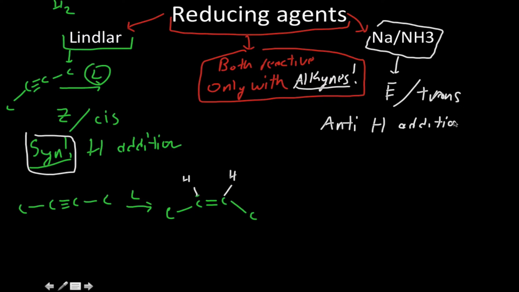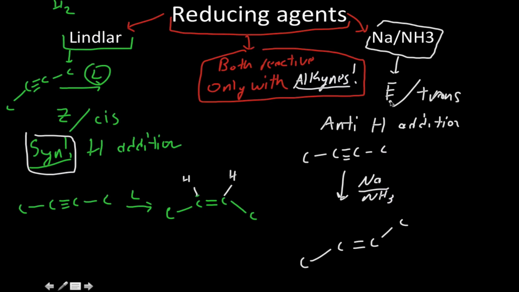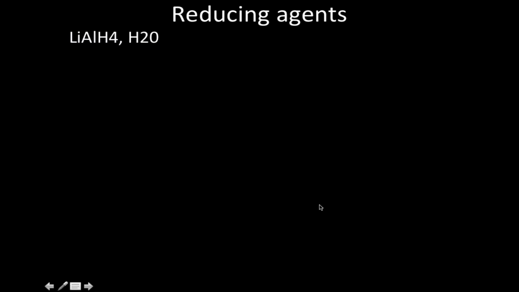So what is our product going to be? We have ourselves an alkyne here. We go ahead and react that, and I'm just going to draw it down this way with sodium and NH3. It's going to be solvated, and our result is going to be E, trans, and anti. So this is obviously a trans alkene. Where did the hydrogens come from? Well, there's a hydrogen there, and there's a hydrogen there. Cool. Another type is lithium aluminum hydride, and the book is seemingly obsessed with this.